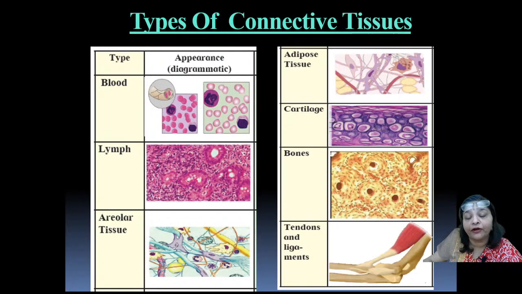The next type is the connective tissue that connects various organs of the body. We have learned them already. The different types of tissues, let us just revise: the blood tissue, the lymph, areolar tissue, the adipose tissue, the cartilage, the bones, the tendons, and the ligaments. Now these are actually the connective tissues that connect every organ and every part of our body.